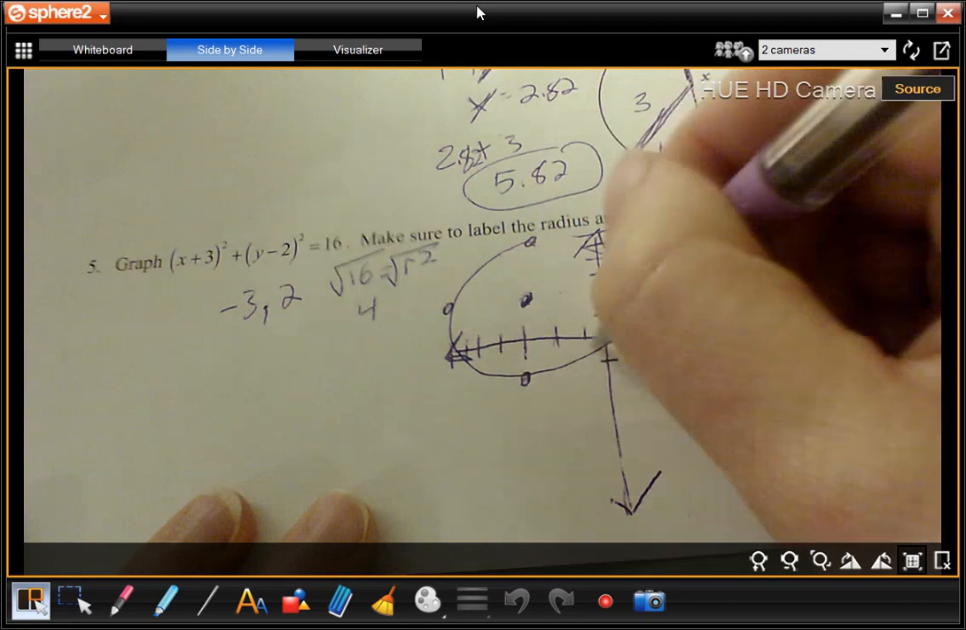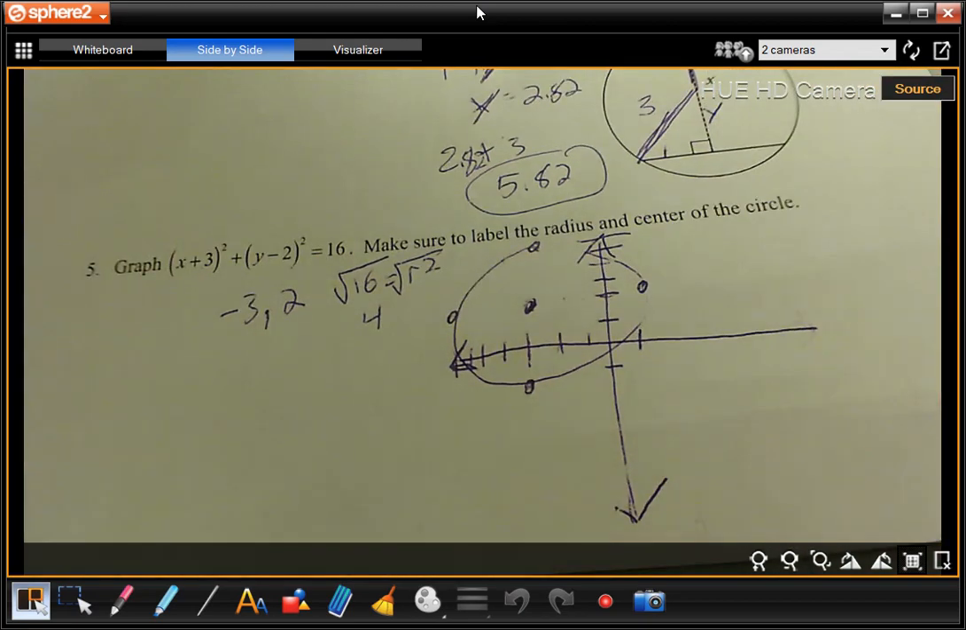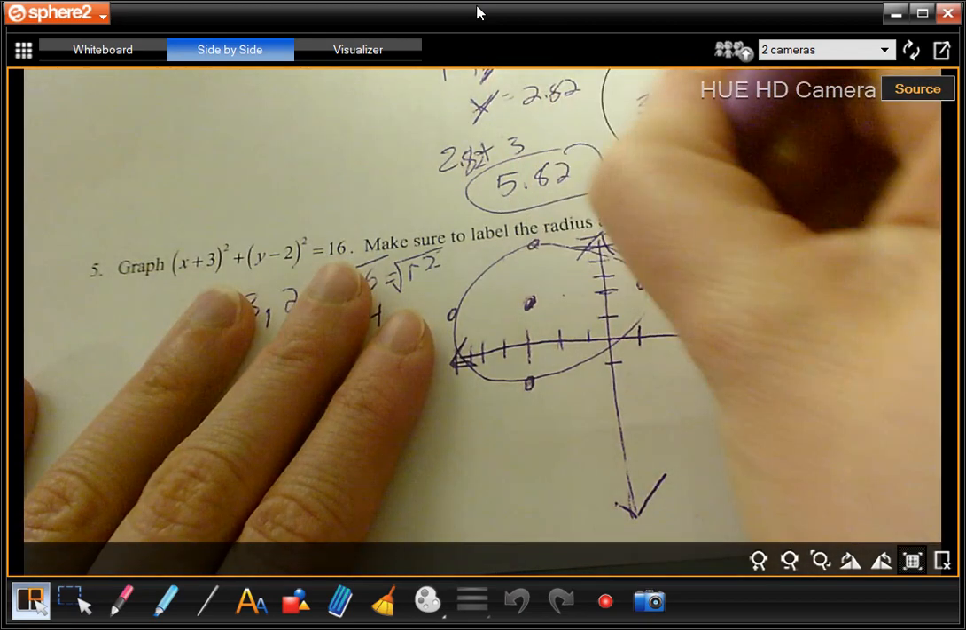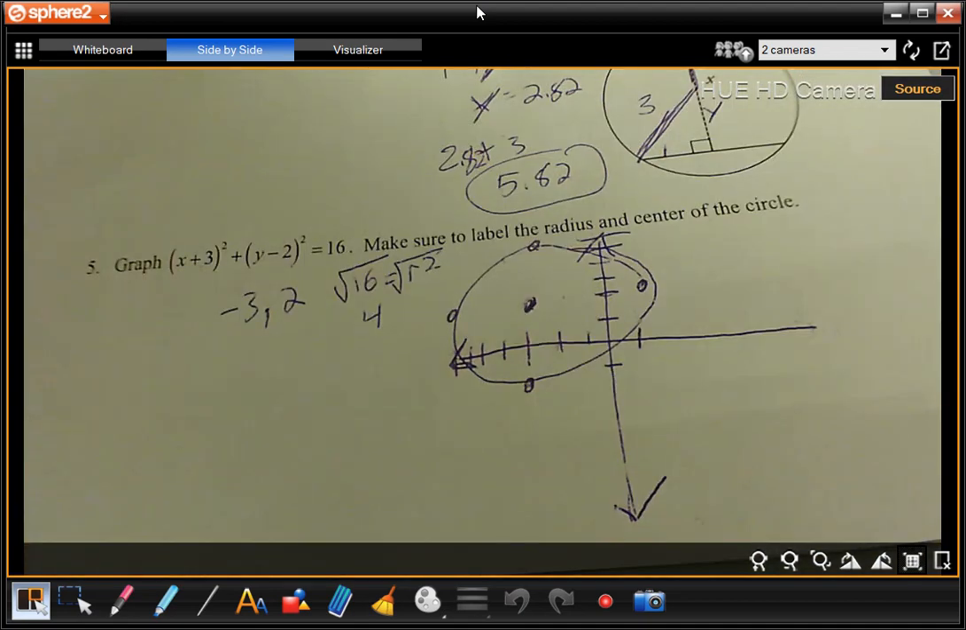We draw our circle to the best of our abilities. Hopefully your pen or pencil isn't dying like mine and it shows up a little bit better. But that's it for our circle quiz review.